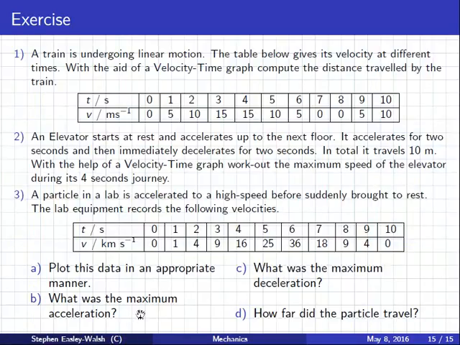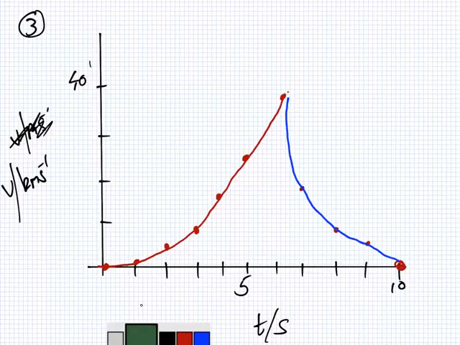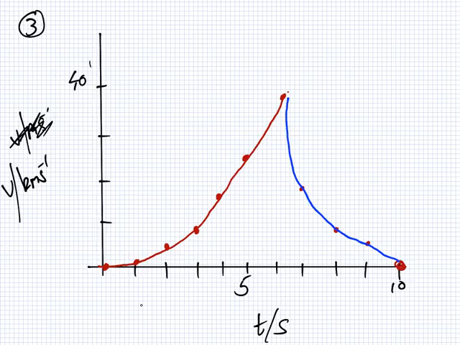Plot the data, what's the maximum acceleration? So we have to think carefully where the maximum acceleration happens. Does it happen on the left half or the right half? Left. Has to be the left. Now is the graph getting steeper or less steep? Steeper. It's getting steeper. So the maximum acceleration happens during this part.